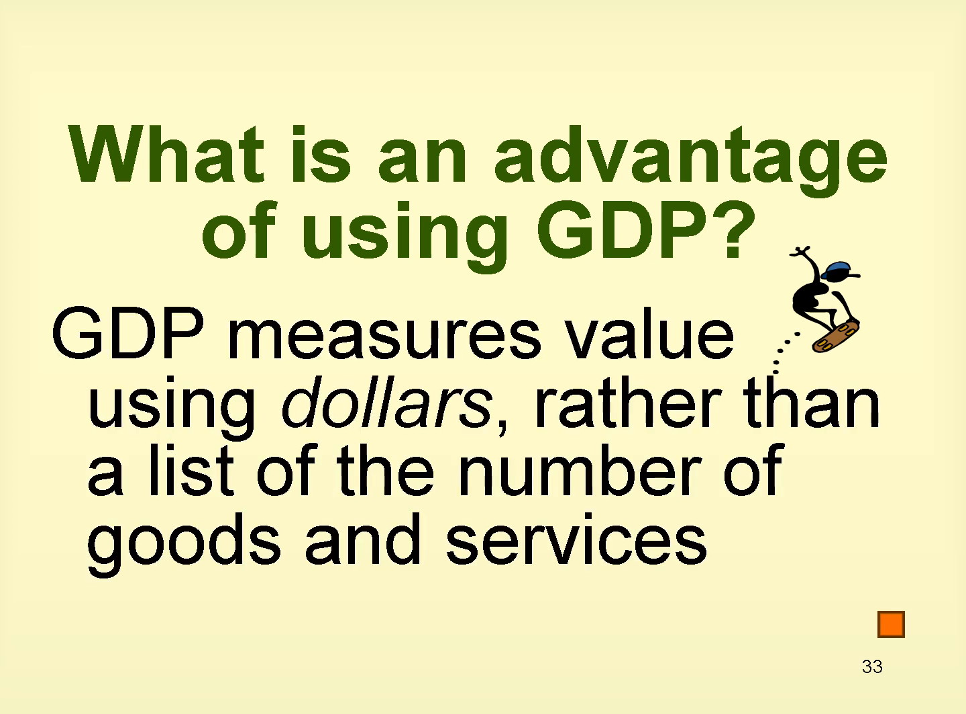So what is the advantage of using GDP? GDP measures the value using dollars rather than a list of the numbers of goods and services. It means that when we calculate the national income, we can know how much income that country has, rather than just knowing the number of goods and services produced in the country. So how do you know whether the country has good economic performance or not?